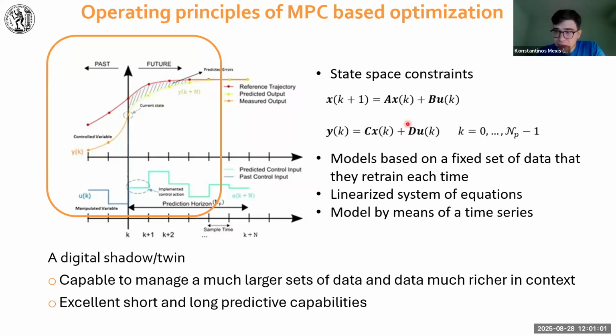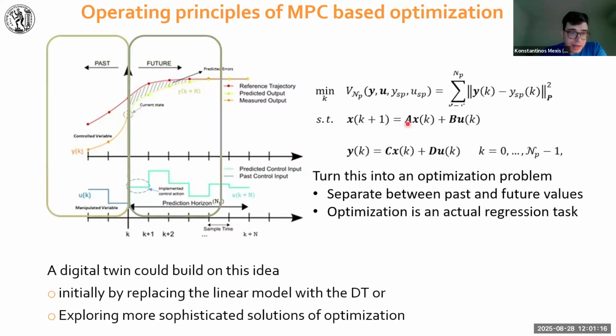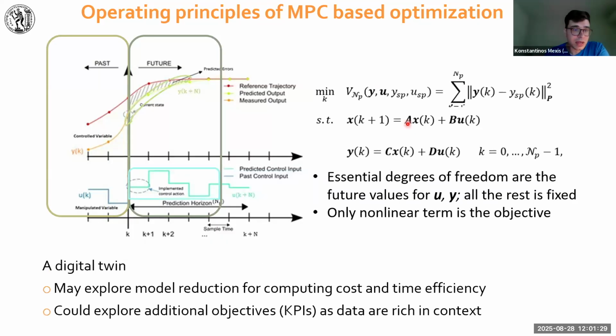The strength of this method lies in the ability to look ahead and optimize, but the accuracy of its predictions depends on the quality of the predictive model. That's exactly where digital twins can play a transformative role. The digital twin could build on this idea initially by replacing the simplistic linear models often used, or exploring more sophisticated solutions to optimization. A digital twin could also explore additional objectives, KPIs, as the data are rich in context.